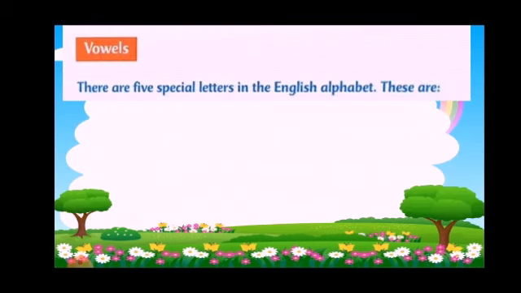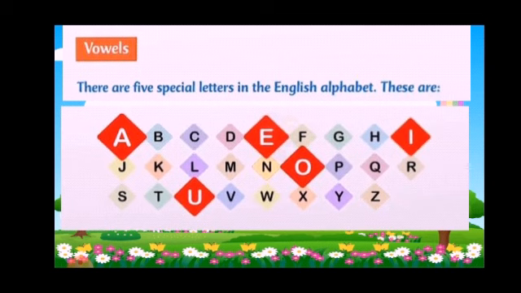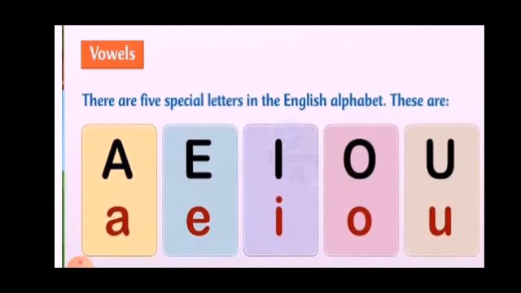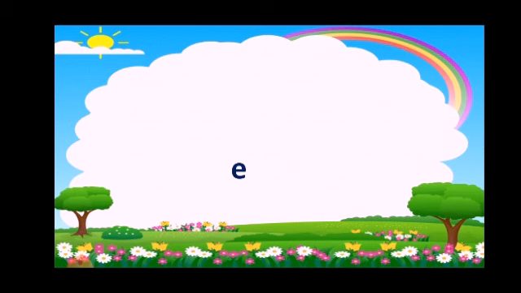Vowels. There are 5 special letters in the English alphabet. These are called vowels. So students, in English alphabet 26 letters are there, but the 5 special letters are called vowels. These are A, E, I, O and U. Here you can see 5 special letters A, E, I, O, U are called vowels.